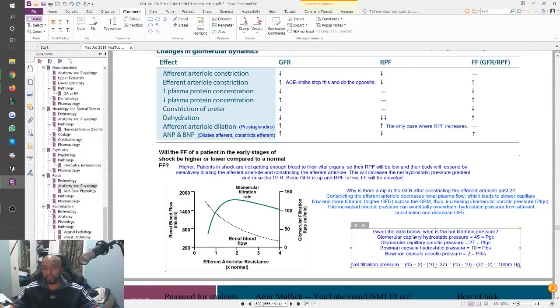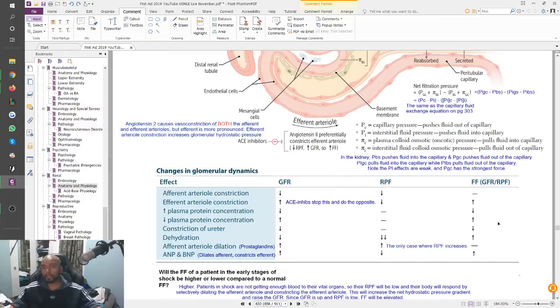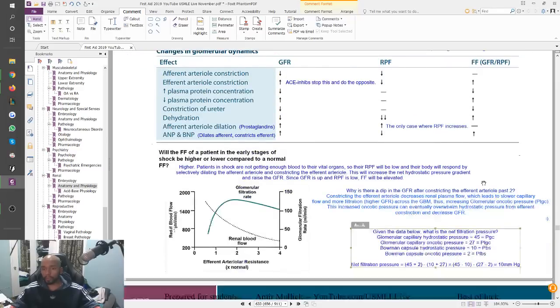And then the last thing was this question right here. Given the data below, what is the net filtration pressure? So in case you do ever get a question about net filtration pressure with information verbally being provided, they tell you glomerular capillary hydrostatic pressure, oncotic pressure, Bowman capsule hydrostatic pressure, oncotic pressure. You label them, you figure out where they all go, and then you just plug them into the equation. So the equation the book gave you would work like this, where you would take the PGC and add the pi BS, 45 plus 2, minus 10 plus 27, and that gives you 10.